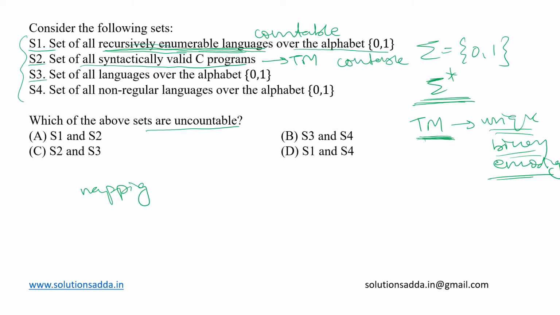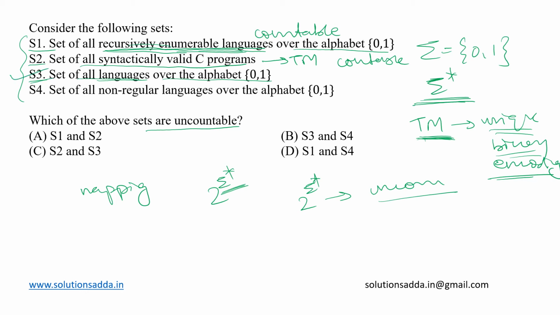Now this set S3 is the set of all languages over the alphabet 0, 1. If we have a set of all languages, then that would be 2 to the power sigma star. We know that sigma star is a countable set, but since it is raised to the power of 2, this 2 to the power sigma star will become an uncountable set, because the power set of an infinite set is also uncountable. Hence the set S3 is uncountable. So that would be one of our answers.